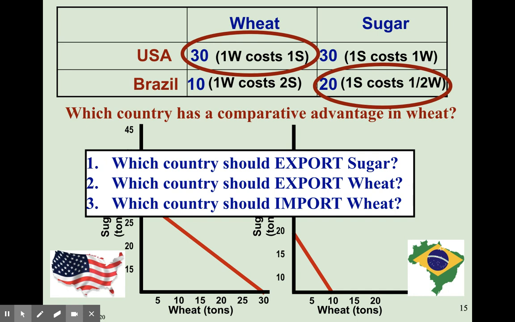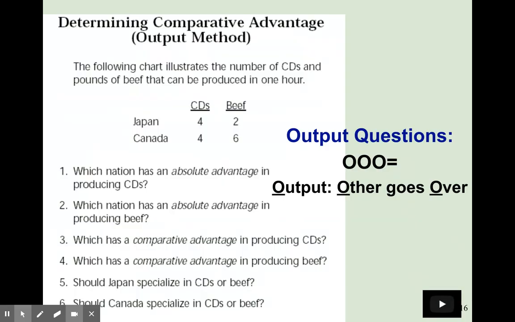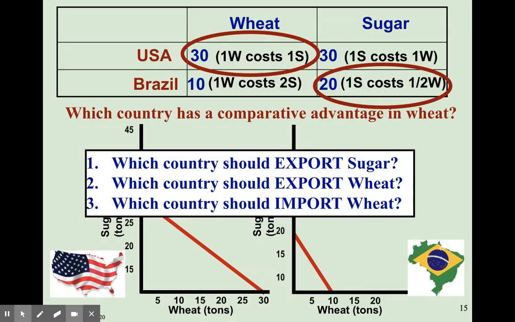Which country should import wheat? Sorry, I said export wheat and then import wheat.